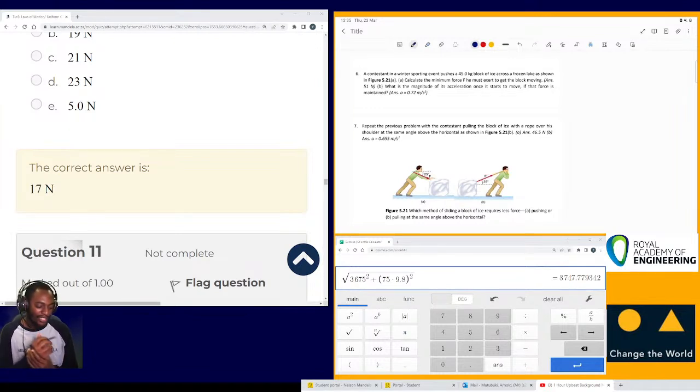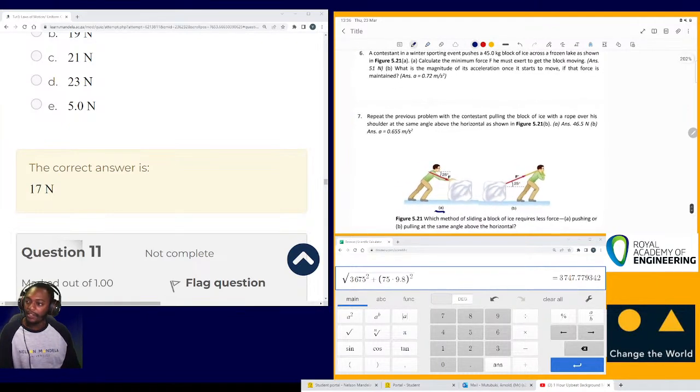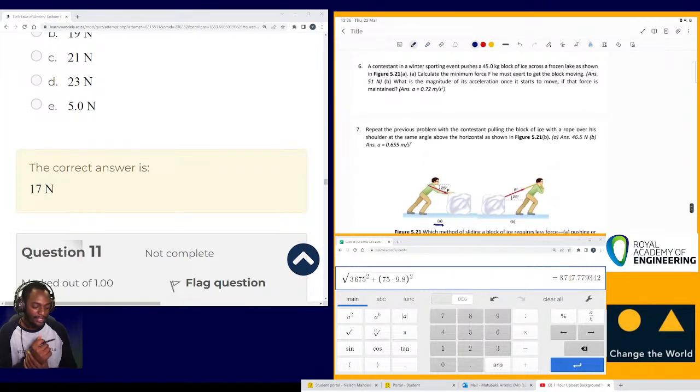It says a contestant in a winter sporting event pushes a 45 kg block of ice across a frozen lake as shown in figure 2.1a. So this is the diagram of concern. A: calculate the minimum force he must exert to get the block moving. And B: what is the magnitude of its acceleration once it starts to move if the force is maintained? So you have learned about static friction and kinetic friction, right?